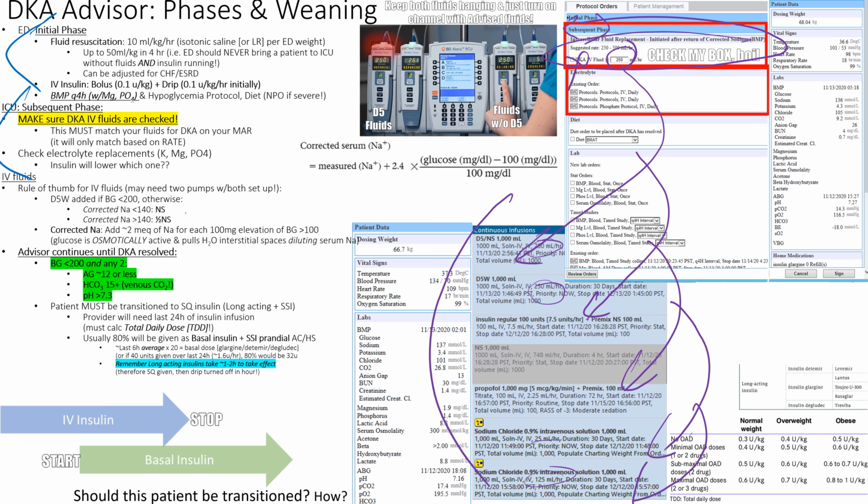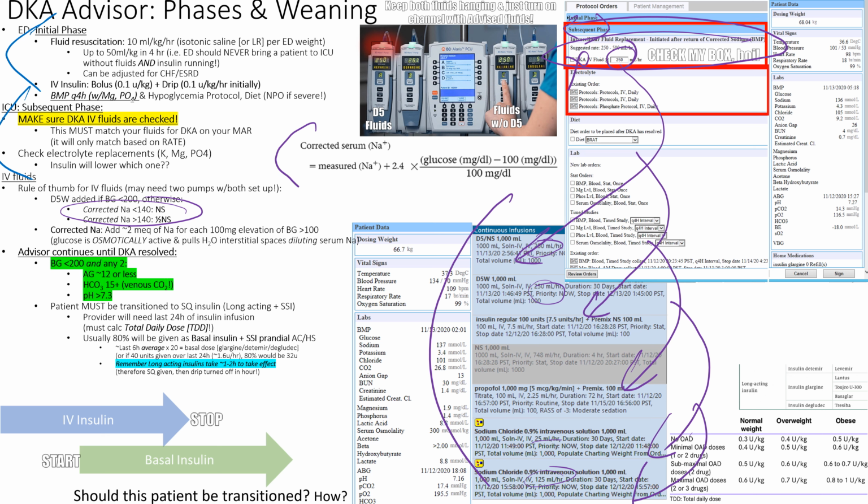So if your corrected sodium is like 142, right? Like your actual sodium, or sorry, your pseudo sodium might be 134. It's like, oh, it's perfect. And why is it recommended to give half NS? Don't they need NS? Well, it could be because the corrected sodium is higher than 140, right?